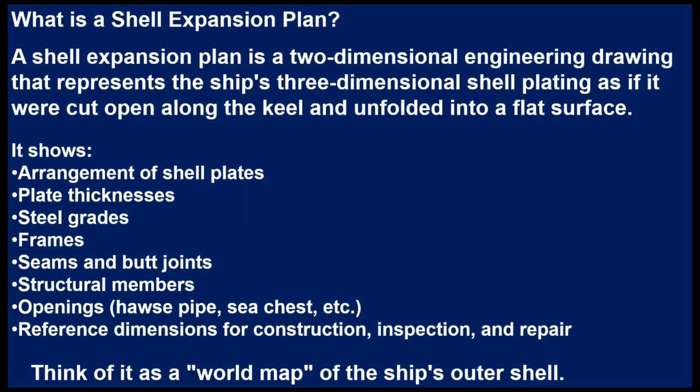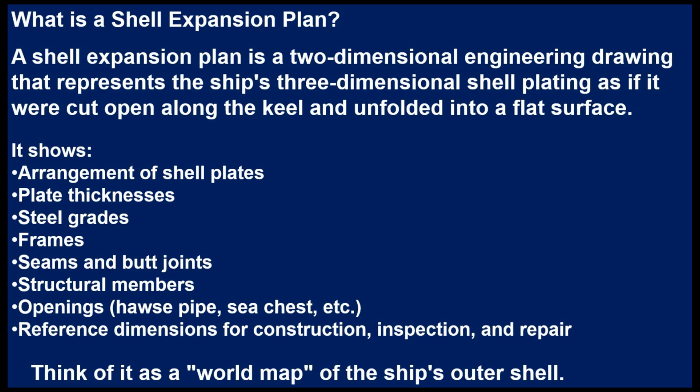Slide 2. Before learning how to read a shell expansion plan, let's first understand what it actually is. A shell expansion plan is a two-dimensional engineering drawing that represents the ship's three-dimensional shell plating, as if the hull were cut open along the keel and unfolded into a flat surface. Think of it as a world map of the ship's outer shell. Although the Earth is round, the map is flat. A shell expansion plan follows the same principle for a ship's hull.